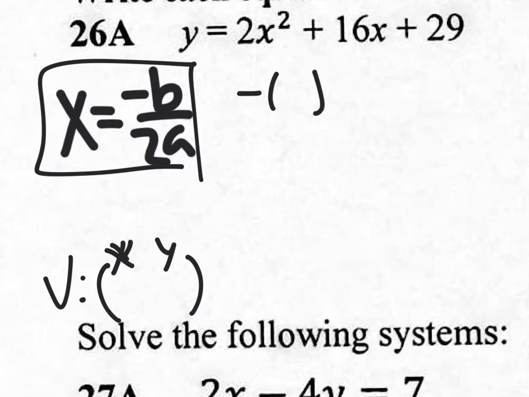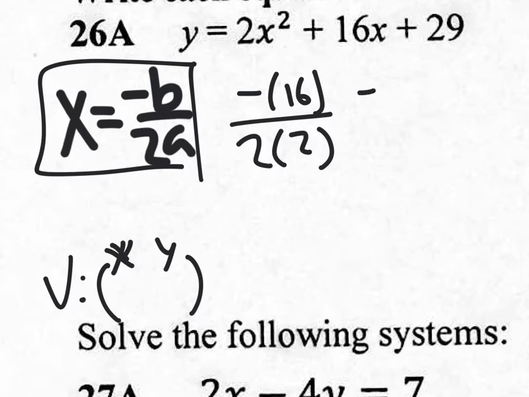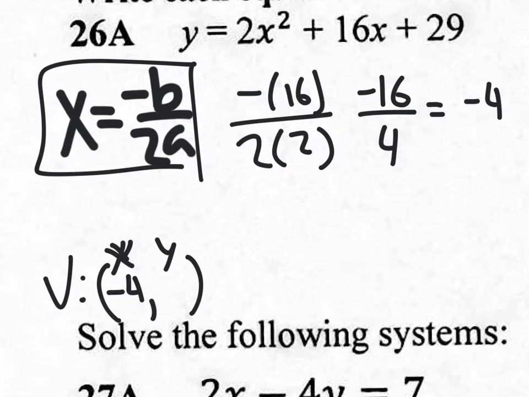So we have negative b over 2 times a. That's negative 16 in the parentheses over 2 times 2. So that's negative 16 over 4, which means that your x value is what? Negative 4. So your x value is negative 4. Now we need to find our y value. How do you do that? You simply plug it back into your x values.